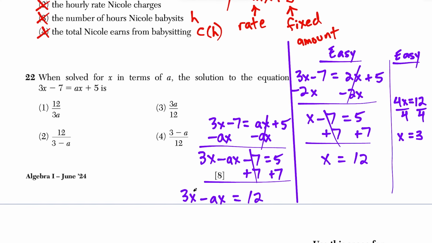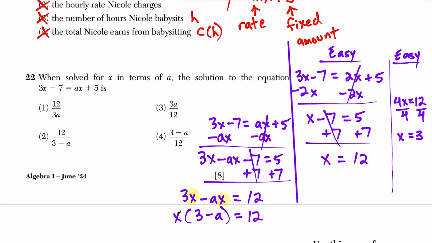But in this case, what I would have to do, once again, I can't just combine these nicely like we did here doing 3 minus 2. I would have to factor this x out. Okay, so I'm going to factor out the x and write it outside parentheses. So I'm going to have x times 3 minus a equals 12.